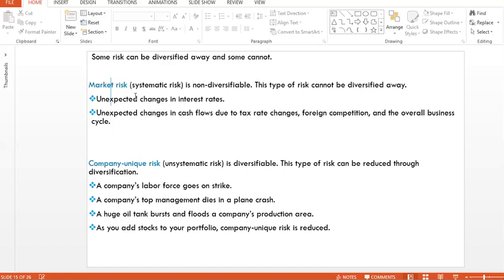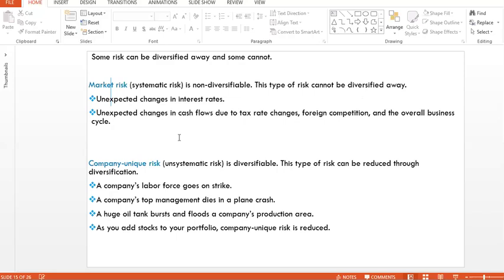For example, unexpected changes in the interest rates, or unexpected changes in cash flow due to tax rate changes, foreign competition, and the overall business cycles. So you cannot diversify these types of risk. You cannot reduce these types of risks. So these are called systematic risk, or non-diversifiable risk.